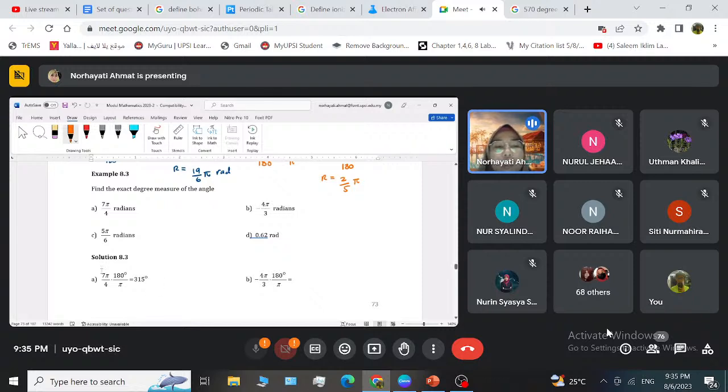Okay, so you can see the example A and B already. Example A already written here. The solution: 7 pi over 4 radian is equal to 315 degree. So we move to question B. Negative 4 pi over 3 radian is equal to what degree? Kita tak nak guna yang ini. We try to use ratio.